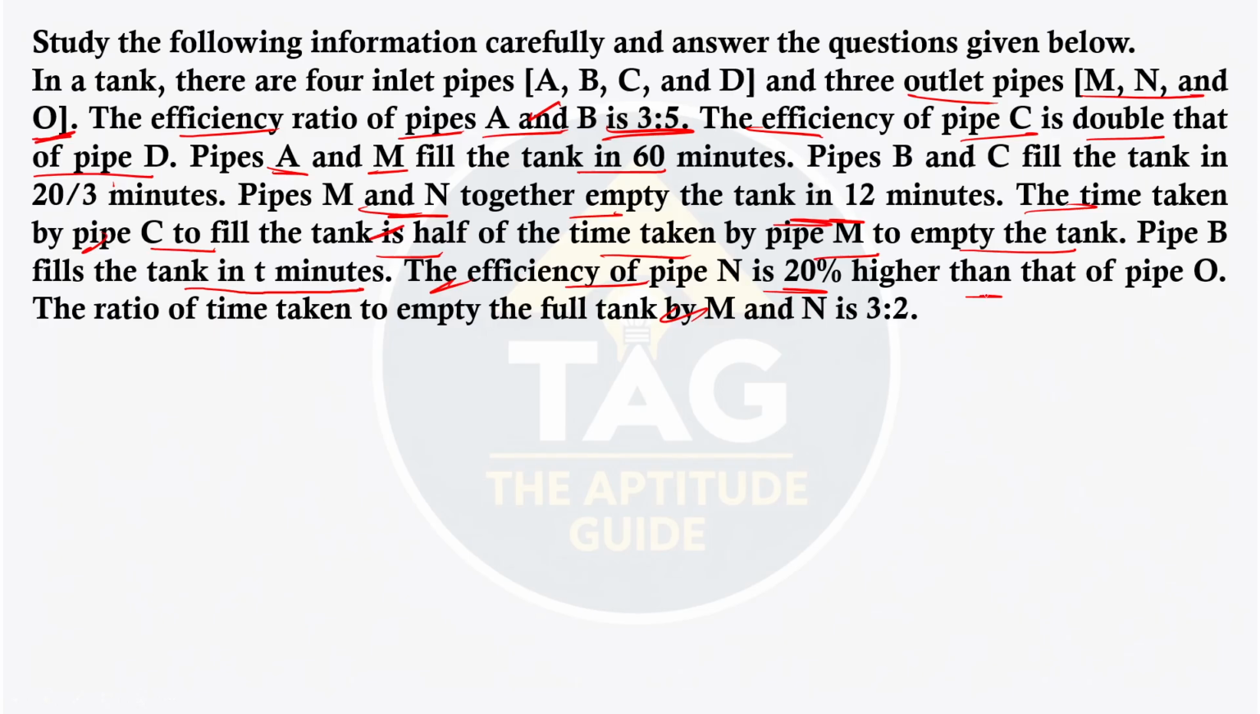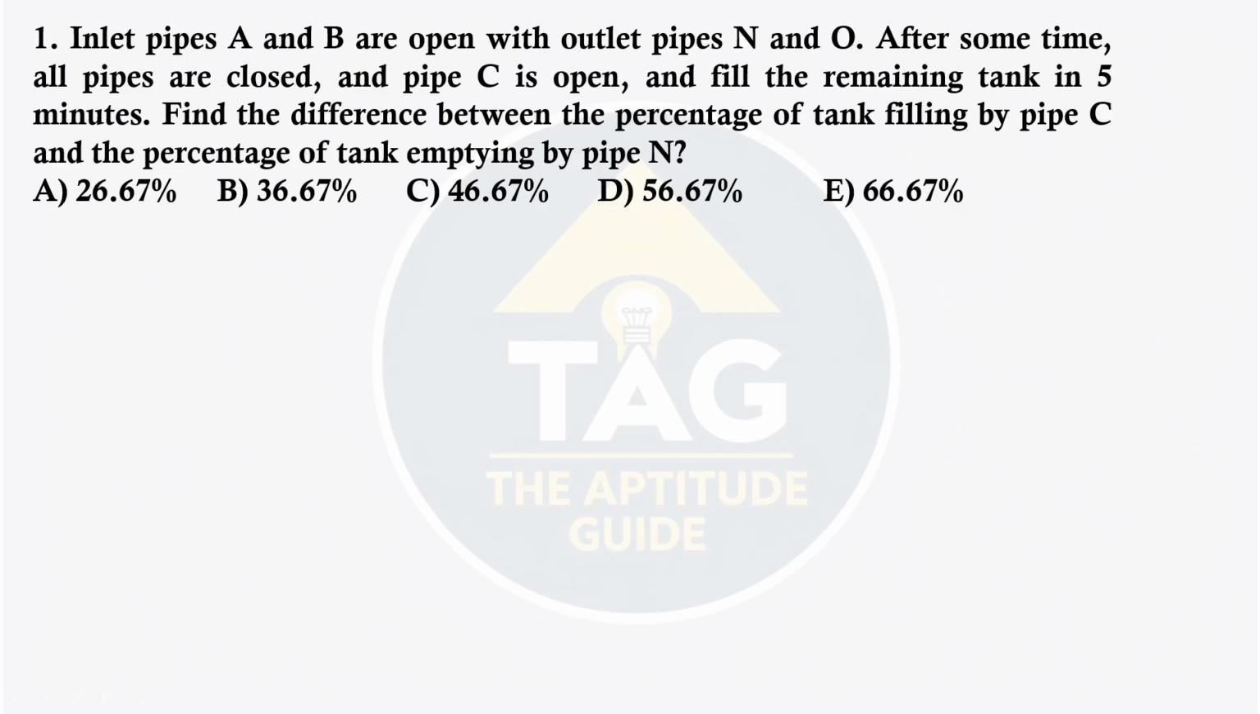Higher than, or more than, the efficiency of pipe O. The ratio of time taken to empty the full tank by M and N is 3:2. So nowhere in this question is information given about any of the individual pipes. Fine, so this is all about comparison. We should put the data in an organized way, and let us see the questions given on this set.